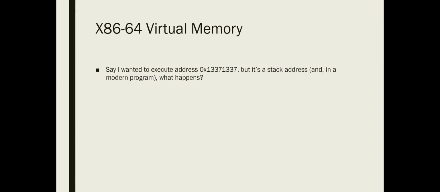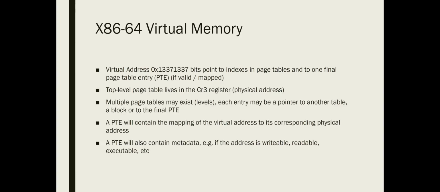But what actually happens in that process? How does that work? Well, in this case, we have the virtual address, which is 1337.1337. That's going to be executed. Now, those bits of that virtual address can point to indexes in page tables, which will then point to a final page table entry. This is just how virtual memory and page tables work on x86. We'll have the top level page table, which lives in the CR3 register, which is just a CPU register of x86. And this contains the physical address of the top level page table. And so your virtual address will be deconstructed in such a way that the bits of it will point through the page tables eventually to a page table entry.